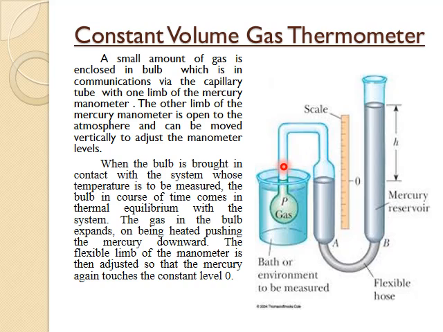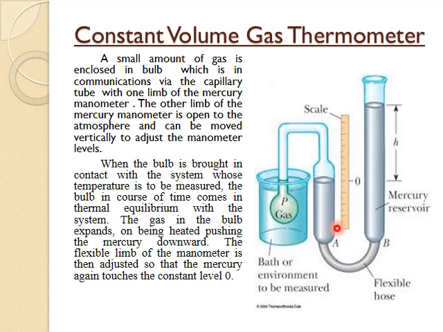But the very interesting point here is that for a constant volume gas thermometer, when the gas expands, the volume is not constant, but we need to make it constant. How do we make the volume of the gas constant? This is a flexible limb, which can move upward and downward. Once the gas expands and pushes the mercury level below 0, using this flexible limb I push it downward so that the mercury again touches the 0 level. Then the volume of the gas is again constant.